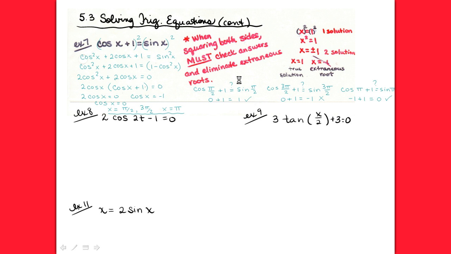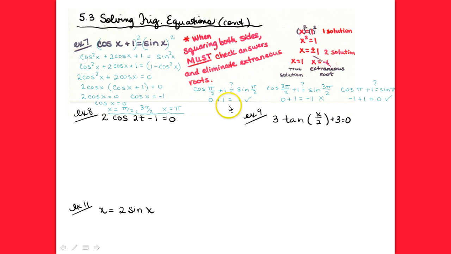Now, you don't have to write the checks out for me. You're welcome to do them in your head. But I wrote them out for you just so that you could see them. Let's check each one of these. The original equation was cosine x plus 1 equals sine x. So cosine x plus 1 equals sine x, where we're plugging in pi over 2.